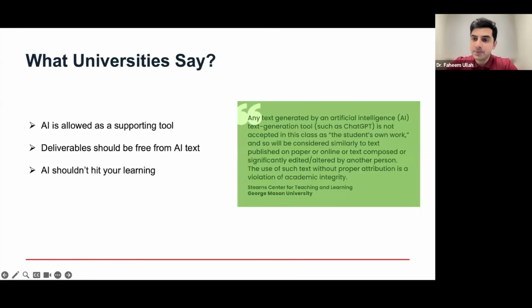Okay, now the next part is about what universities say. Like, can you use these tools or can you not use these tools? Universities generally are supportive of the use of AI tools, because we cannot rule out the fact that AI has become part of our life and we cannot be blinded towards it, right? However, when we are doing that, we should do it in a responsible way.